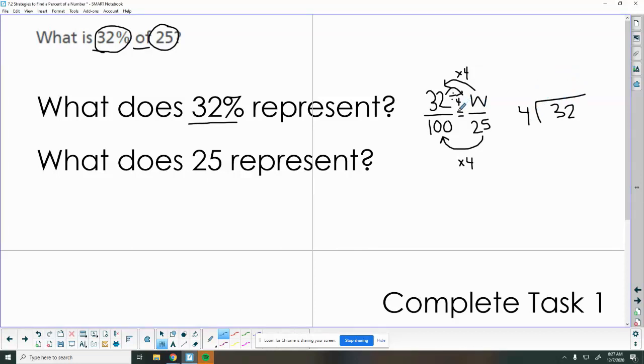So the biggest thing is just thinking, how are we setting these up? We've got to think about, is it asking for the piece, or is it asking for the total, and making sure we're getting those set up correctly. So I'll let you finish this math here and then go ahead and complete task one. And when you are done with task one, come back and let's try task two.